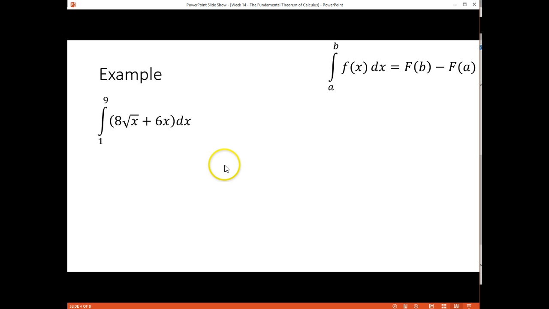Let's look at another example. Again, we're going to apply our fundamental theorem of calculus. We pretty much know to do this every time we see definite integrals.